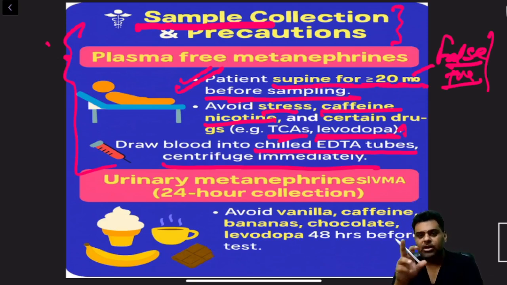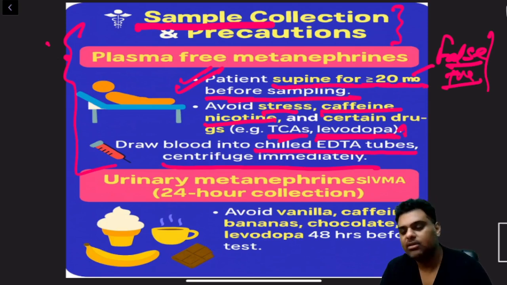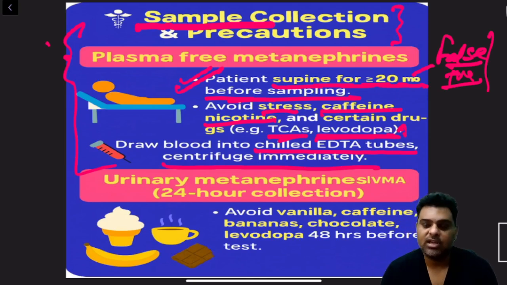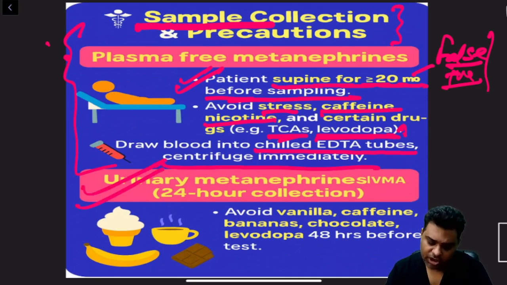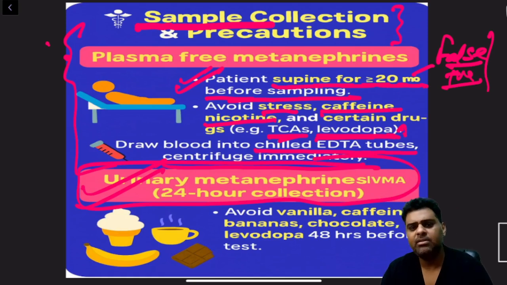That is why if you have to make a diagnosis of pheochromocytoma, whenever the patient comes, don't rush just to take the sample. It's a steady, slow process. Allow the patient to settle in the environment of the hospital and then take the blood. Then second is the urinary metanephrines. Simple is there.